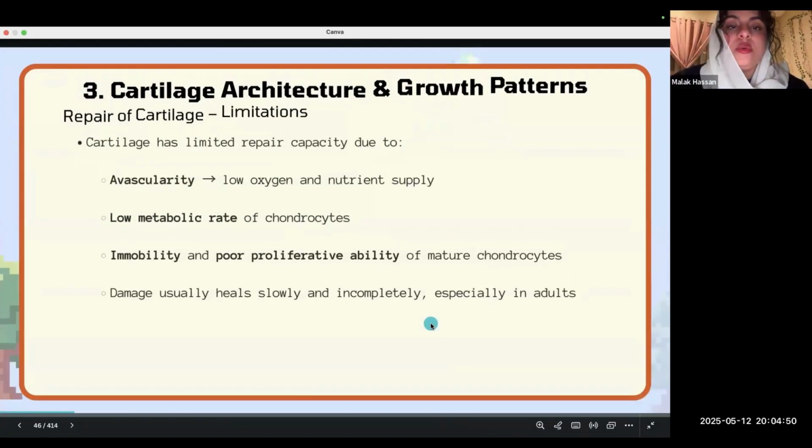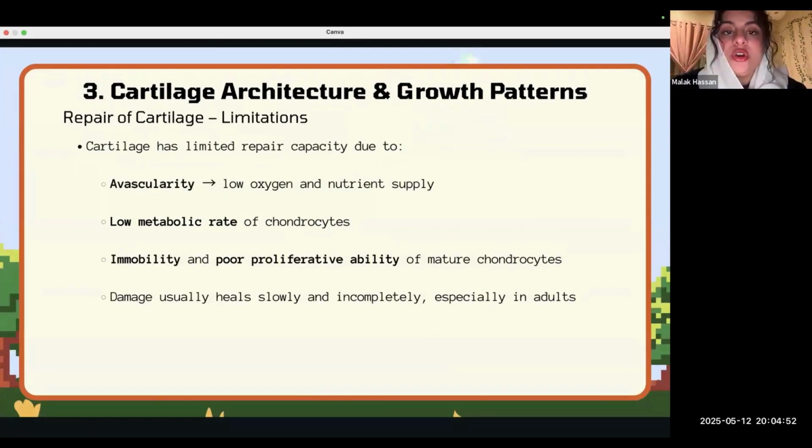Now, what are the limitations to the repair of cartilage? We talked about cartilage formation, we talked about cartilage growth, now cartilage repair. Now, why does it have such a limited repair capacity? Number one, we said it's avascular, meaning it doesn't have its own blood supply, so it doesn't have enough oxygen and nutrient supply. Number two is that it has a low metabolic rate. That means it doesn't really do much. It's kind of lazy. And because they're immobile, they're kind of fixed in their position and they can't really proliferate. Okay, and the damage to cartilage usually heals slowly and incompletely, especially in adults.